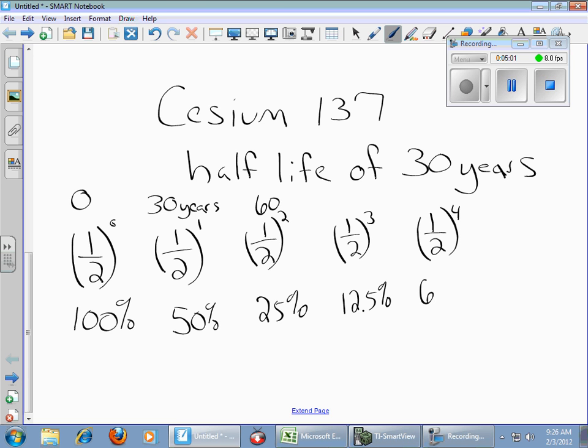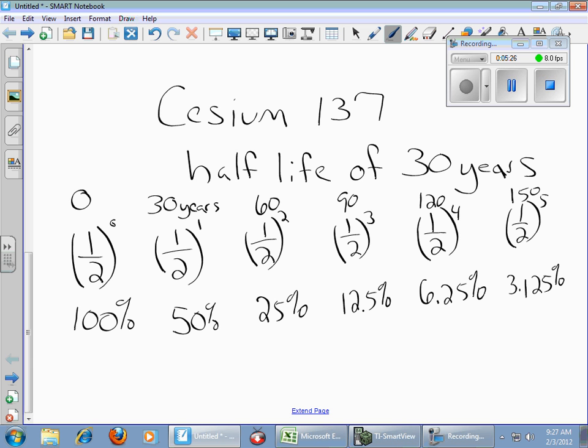All right, so this would be 6.25%, right? And let me see here. I'm losing my place. This would be 90 years old. This would be 120 years old, right? And then I probably should go down one more. That'd be 3.125%, and we'd be at 150 years old.